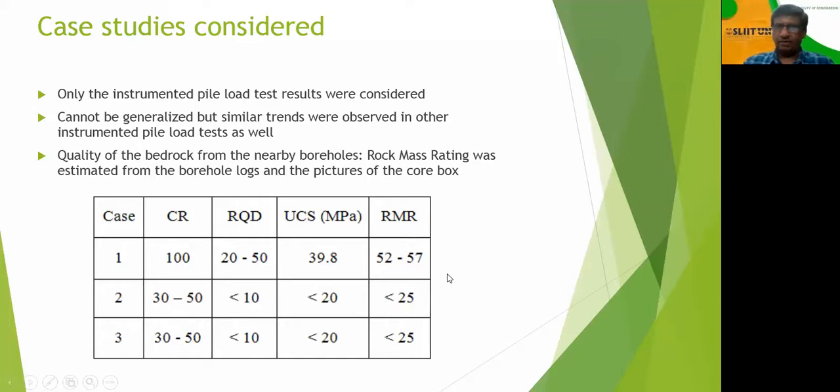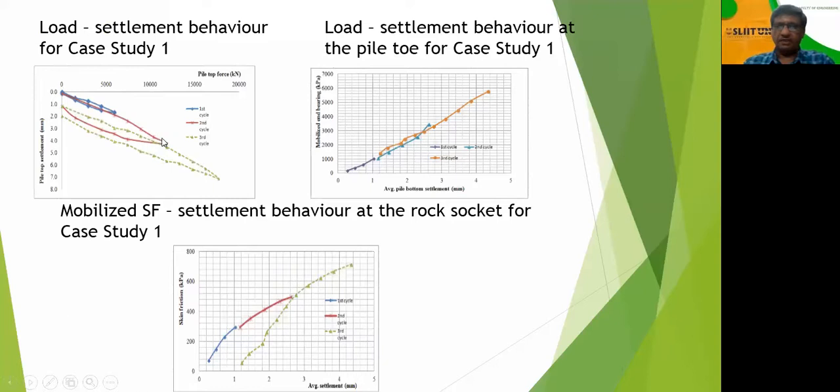So now if you compare, these are some of the graphs for case study 1, which is based on the instrumented pile test. These are the mobilized pile top force versus pile displacement graphs. You can see that it is not displaced even more than 7 millimeters, even when you apply 3 times the working load.